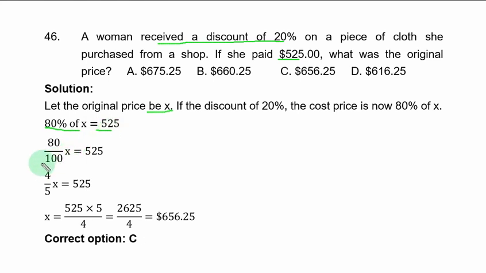80% means 80 over 100 times S equal to 525. You simplify 80 over 100, you get 4 over 5 times S equal to 525. You multiply through by 5 to clear fraction and divide both sides by 4, and you have S equal to this. You multiply, you get this, and when you divide, you have $656.25.